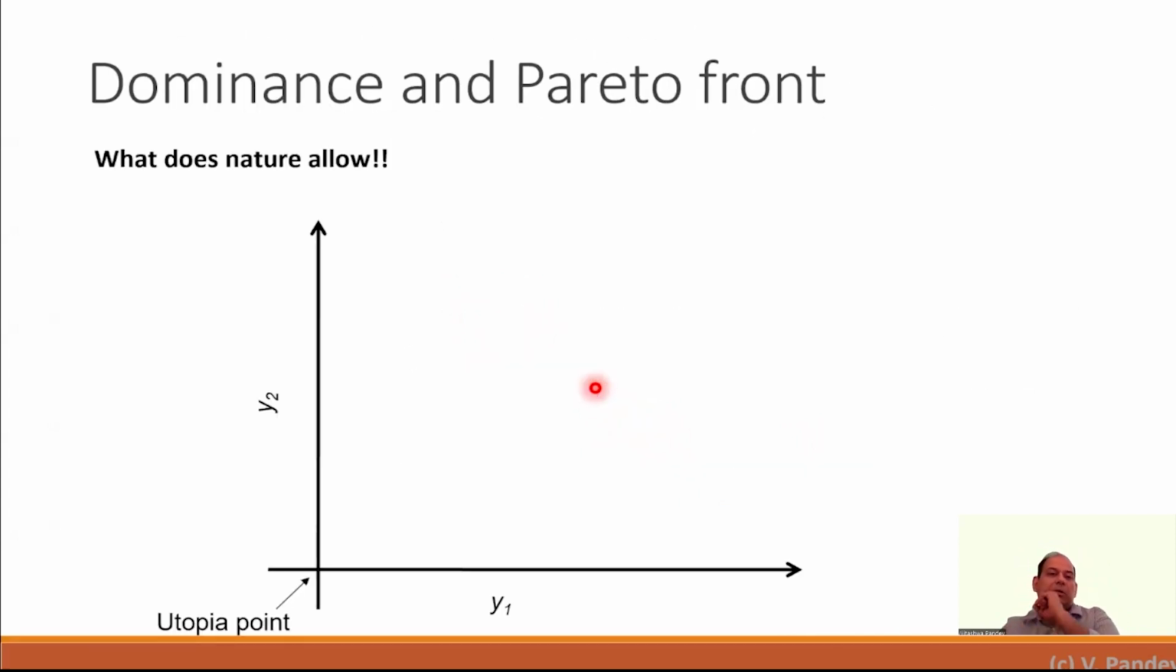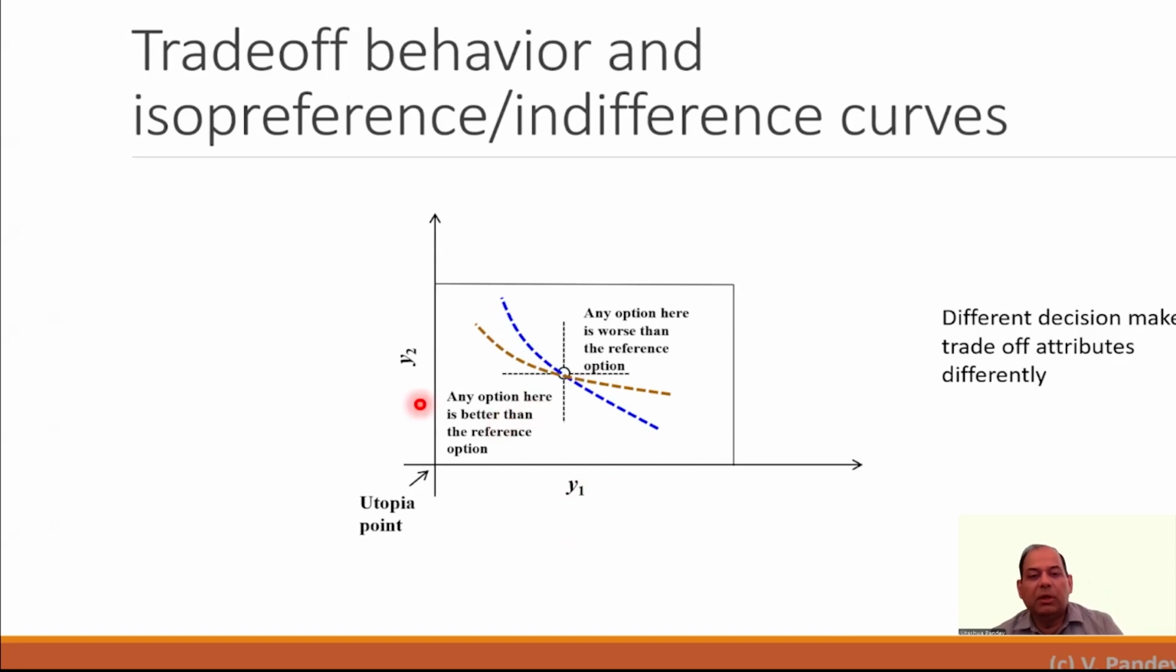And then the other side of this is, what does nature allow? If you just looked at what we saw in the last slide, you would say, okay, why don't we just always go for something that's here? We can do this, and this reference option is not set in stone. We don't have to start with this middle. We can be anywhere, and then we can draw four lines and say anything here is better than that reference option. Anything to the bottom and left of that reference option is better. But that's just a matter of choice.